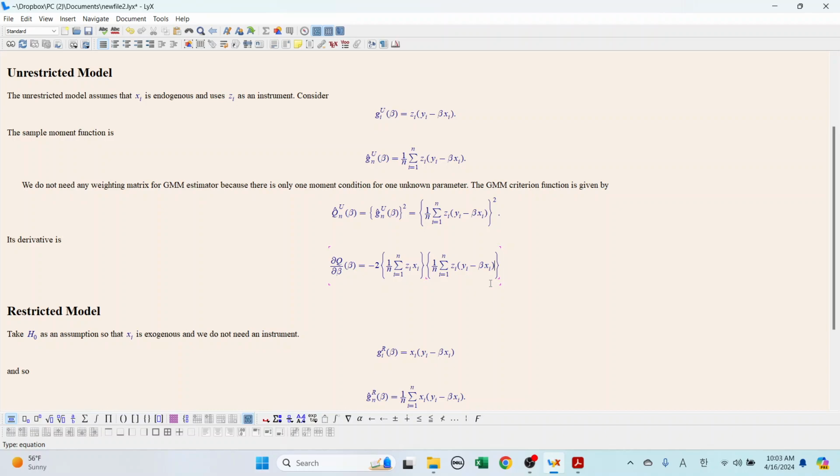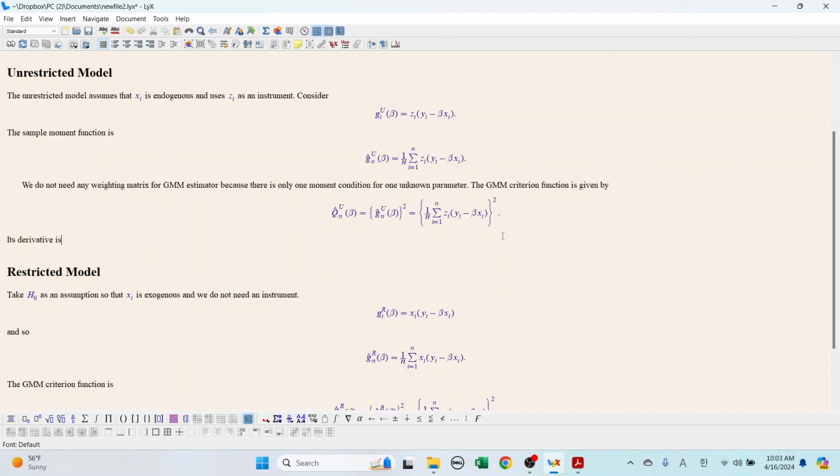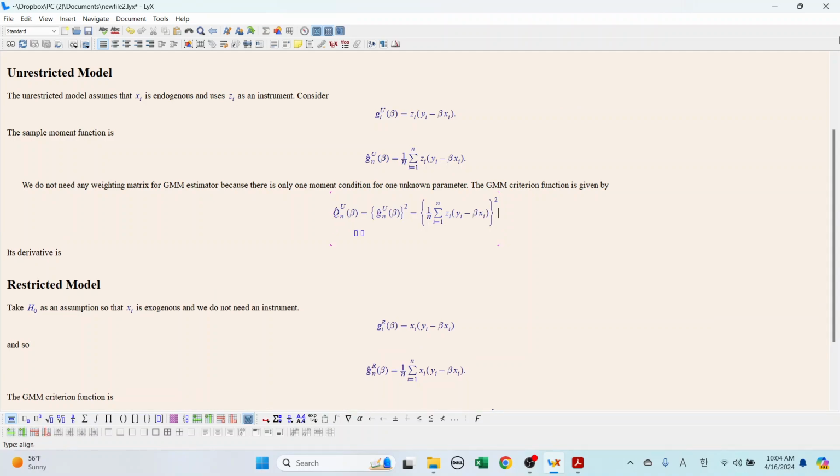I believe it's right. Or okay, I think I got a better idea. So using the notation given in the question, you may rewrite this as, in the question I gave you, this notation: A_zy minus A_zx beta, right? This is better.